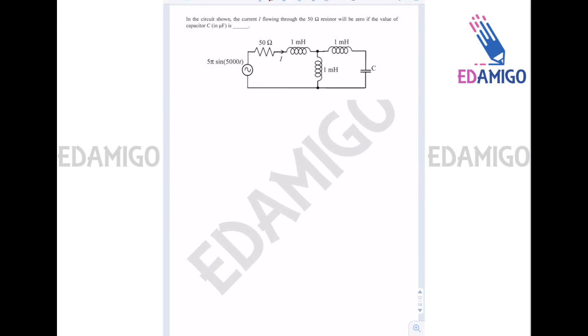So let's start with the question. This is the previous year GATE question of electronics and communication. The input source and the circuit elements are connected as shown in the figure. We have to find the value of C so that the current through the 50 ohm resistance is 0.